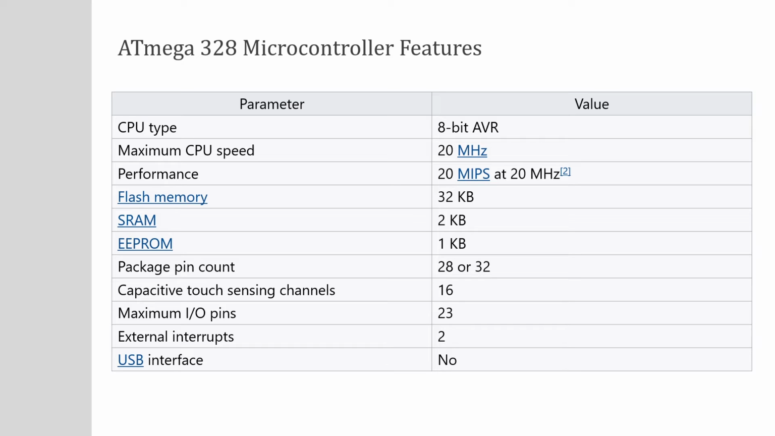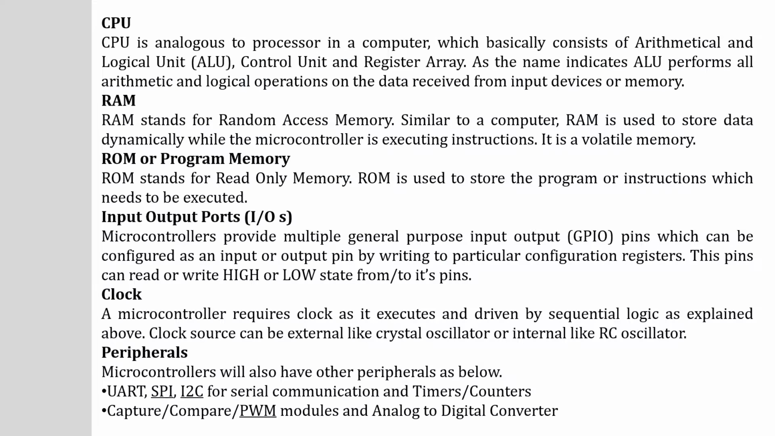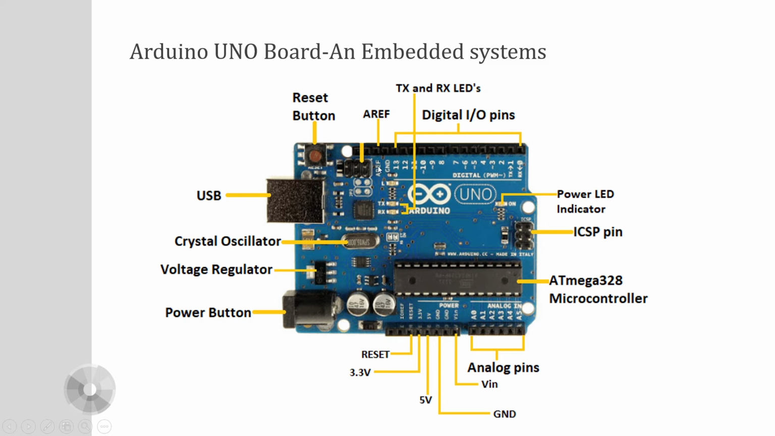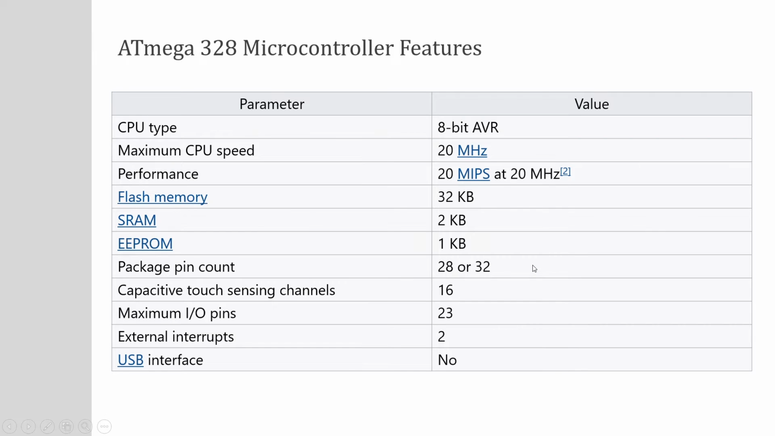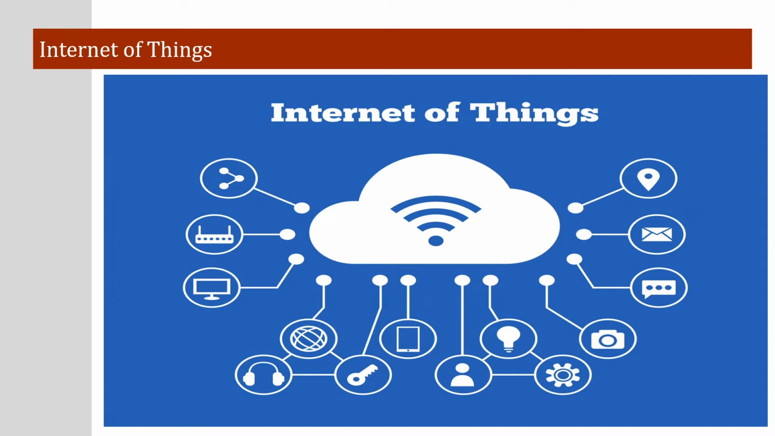We should externally connect the USB port to this ATmega328. That is, we connect the USB port externally in the Arduino board, because the ATmega does not have access to a USB port. Next, that's all for the microcontroller.